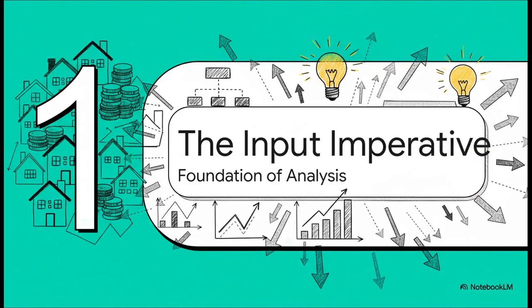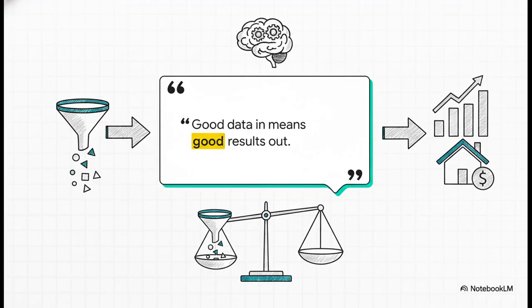And that brings us to the most important rule of the game, what I call the input imperative. This is the bedrock of every solid real estate analysis. This is the mantra. Seriously, good data in means good results out. It doesn't matter how fancy your spreadsheet or software is, it's only as good as the information you feed it. Your confidence in the result is tied directly to your confidence in those first numbers you plugged in.